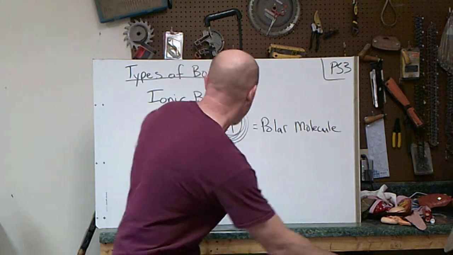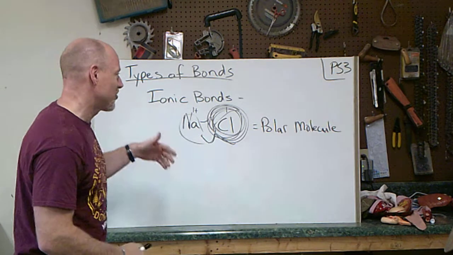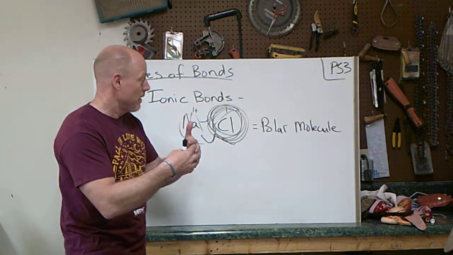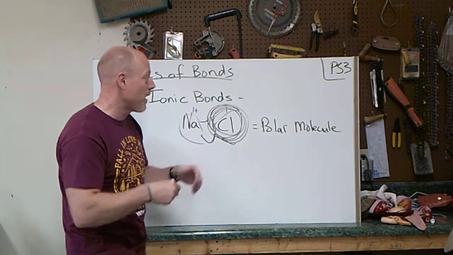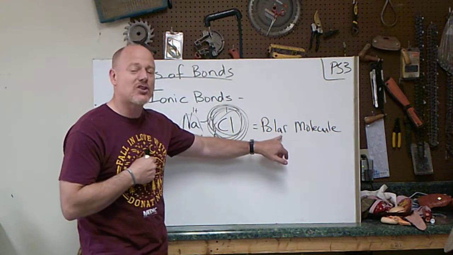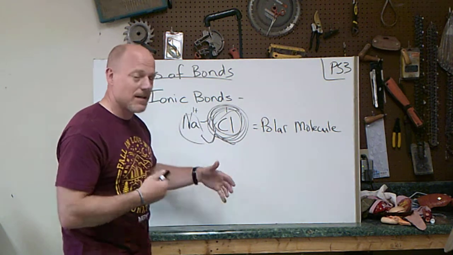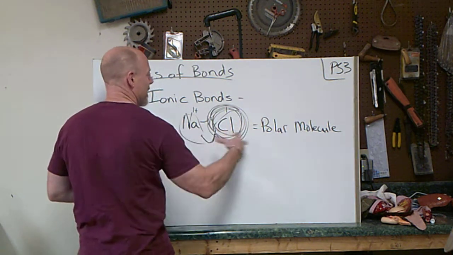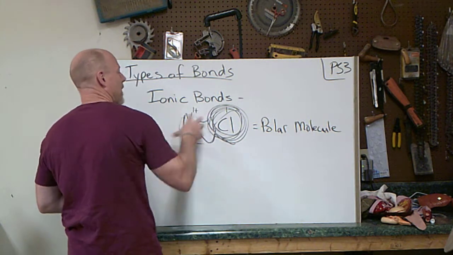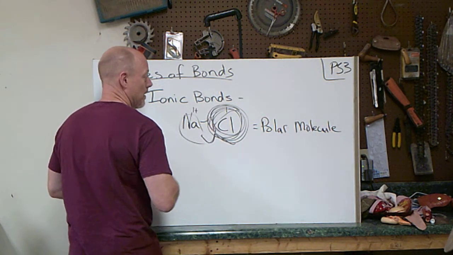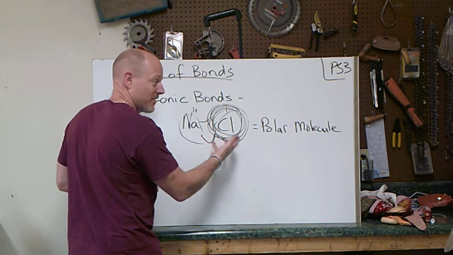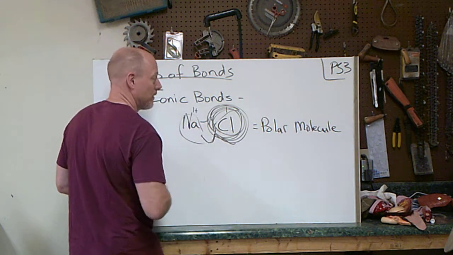Alright, let's get back to ionic bonds. Ionic bonds, as you know, positive, negative. Ions, that's the attraction from positive to negative. They tend to make these things called polar molecules. NaCl is a polar molecule because the negative side tends to be the chlorine side. The positive side tends to be the sodium side. Alright, by the way, this is table salt. Sodium chloride is table salt.